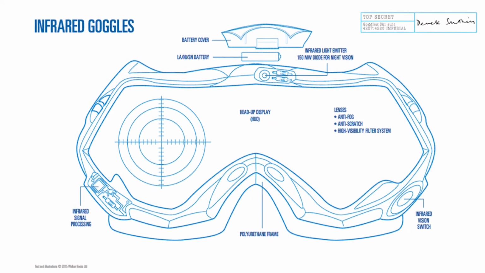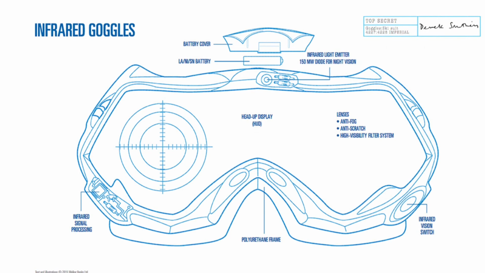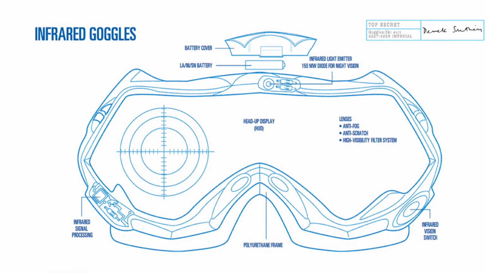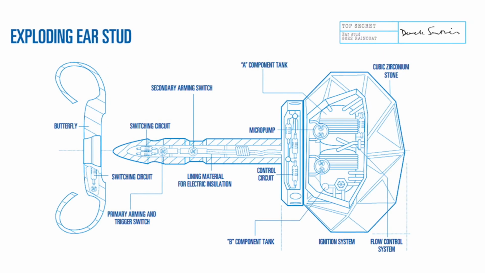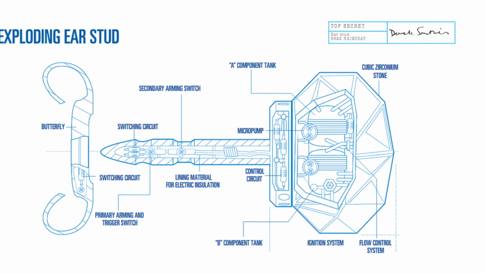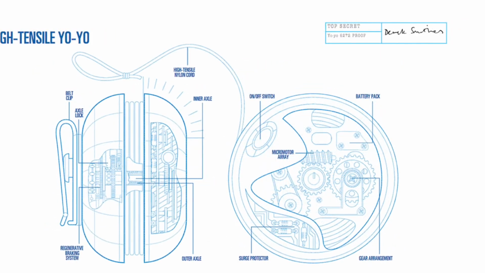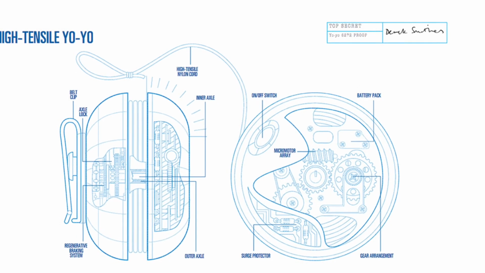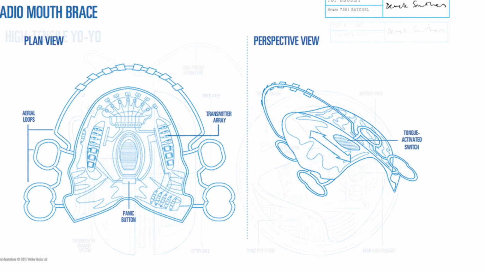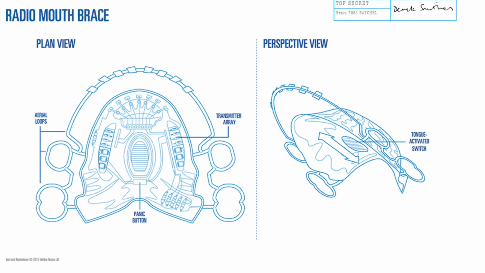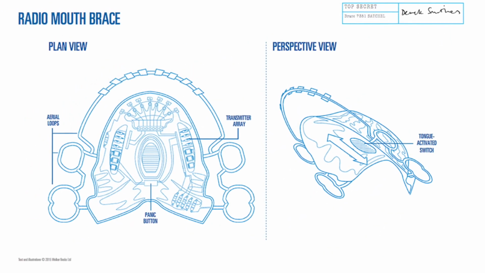Here are some other gadget designs you could choose to describe if you wanted to. Infrared goggles, exploding ear stud, the high tensile yo-yo, or a radio mouth brace, thinking of what a teenage spy might have.